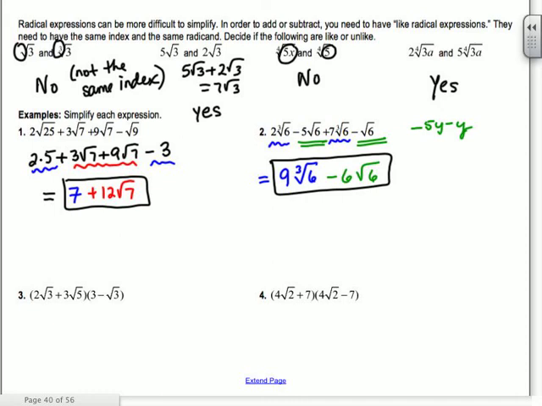Okay, the next one I have multiplication. I have 2 terms for each one. So it's a binomial times a binomial, so I can FOIL. So first, outer, inner, last.